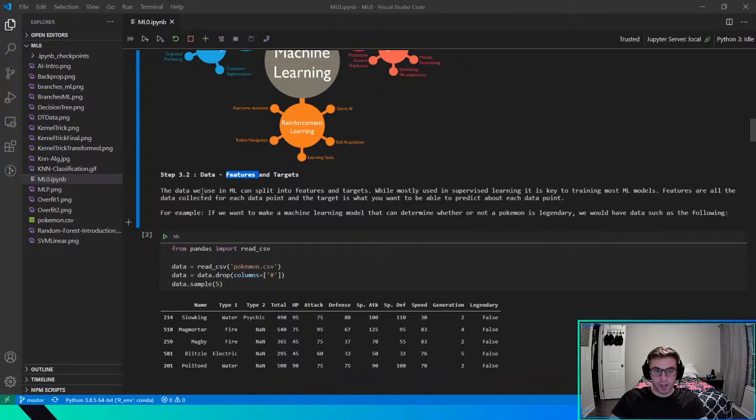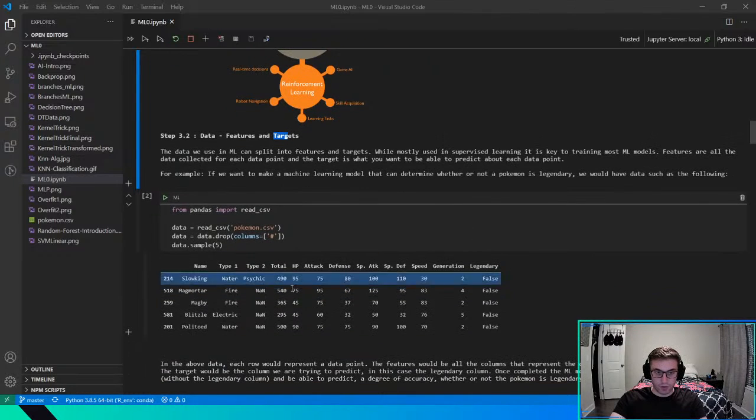The data we use in ML can be split into features and targets. This is key to training most ML models. Features are all the data collected for each data point, and the target is what you want to be able to predict about each data point. Basically, you can think of features as your X and your targets as your Y. So our example today is going to be determining, given Pokemon stats, whether a Pokemon is legendary or not. For example, we have this data set that we included here, which I think we used last week for our visualization workshop.